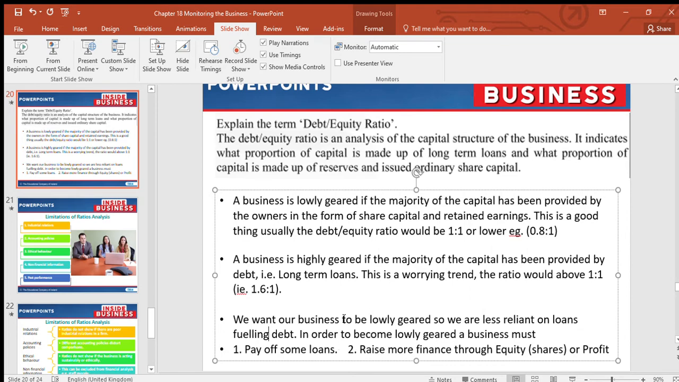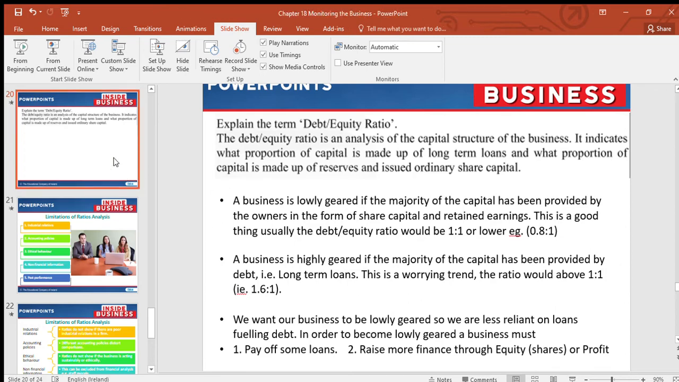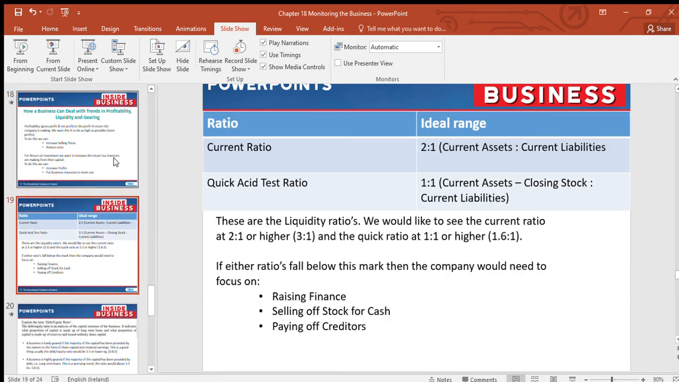How do you become lowly geared? How do you reduce the amount of debt that the business has? How do you reduce the amount of loans the business has? You pay them off, or you raise more money through selling shares. That's our equity. Selling shares or profits. So, if Facebook were in massive, massive debt, they could just sell 10% of their company for shares and they'd make, whatever, a couple of billion, and they'd be able to pay off their loans. So that's what I mean by selling equity. So that's the three there that I want you to focus on for just understanding what I mean by the formulas and what does it mean if they're good and what does it mean if they're bad.